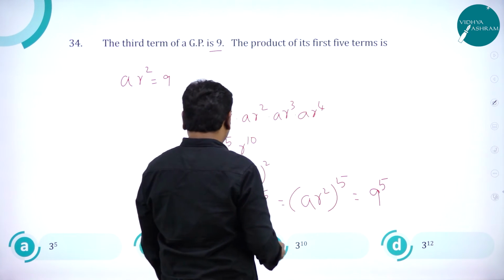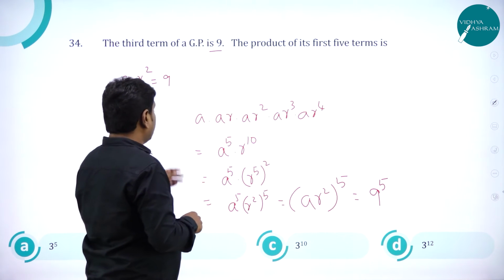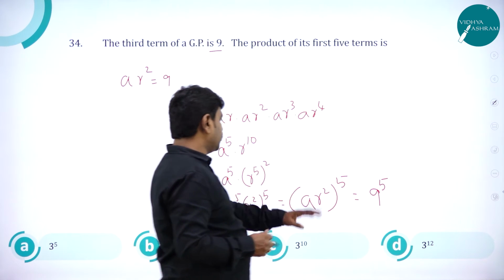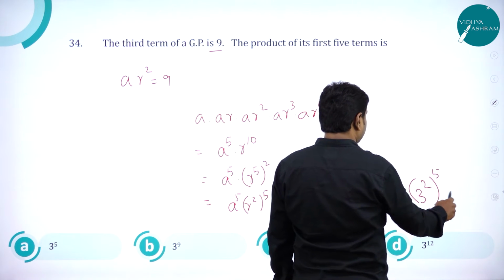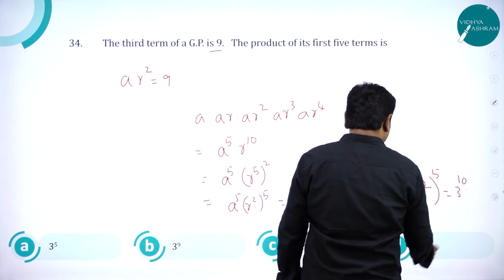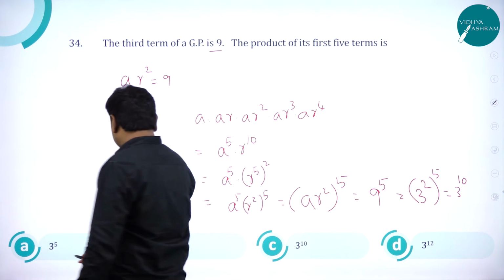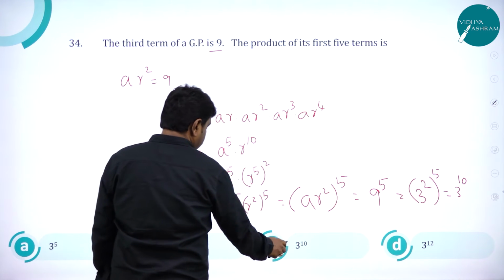So 9 power 5 is the answer. Do we have 9 power 5? No, they are given in 3. So that is also not a problem. Can I write 9 is 3 square into 5? So it will become 3 power 2 into 5, or 10. 3 power 10, do we have it at least? 3 power 5, 3 power 9, 3 power 10, yes.